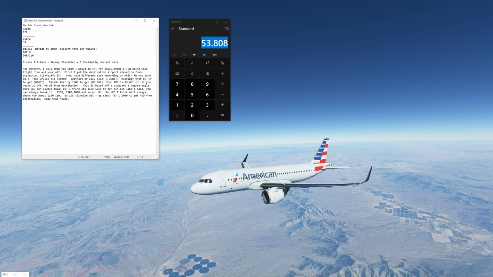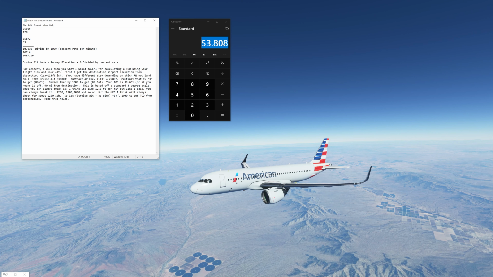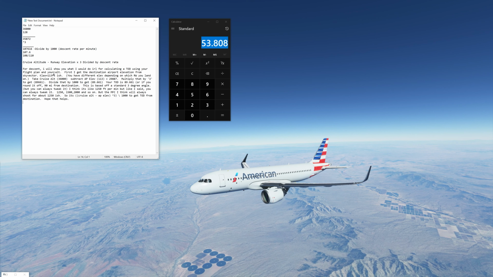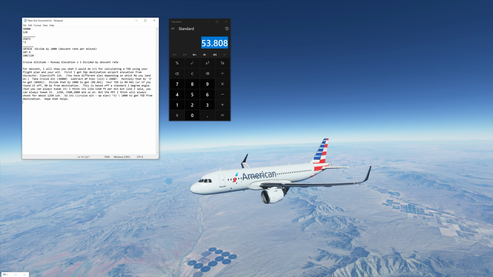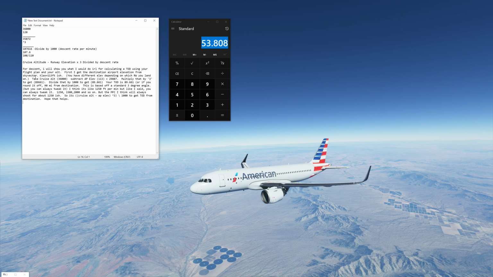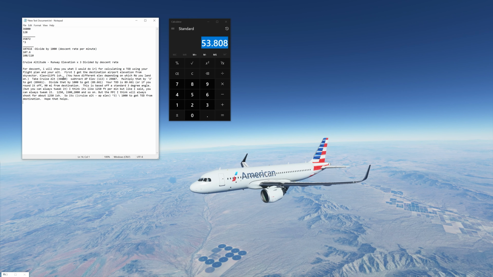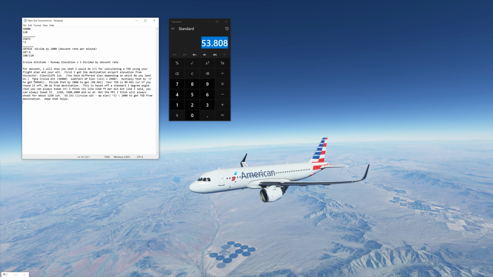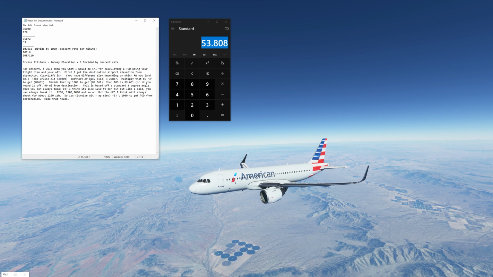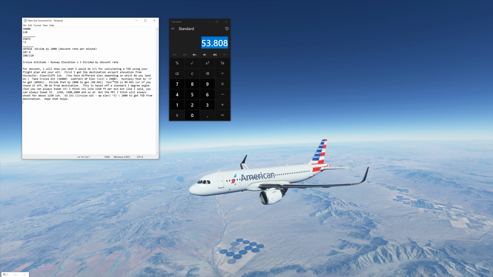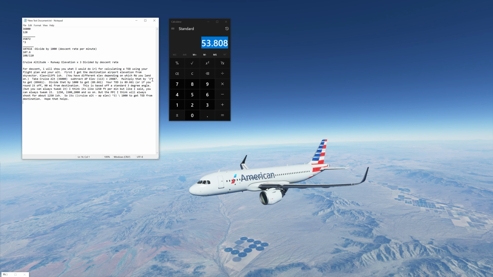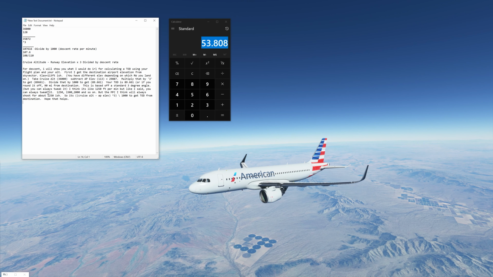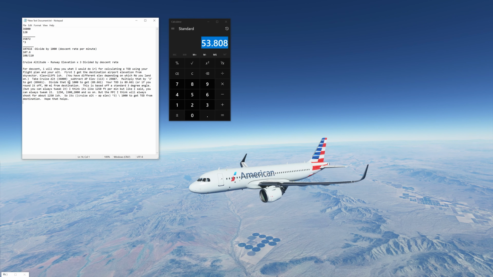This is great. So for descent, I will show you what I would do in real life for calculating top of descent using your flight plan and your altitude. First I get the destination airport elevation from Sky Vector, KLX at 113 feet-ish. You have different elevations depending on which runway you land on. Take your cruise altitude, 36,000 feet, subtract the airport elevation, 113. Then he got the 29887. Multiply that by 3, and he got 89661. And then divide that by 1,000.